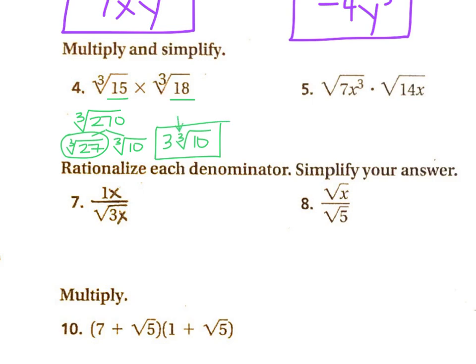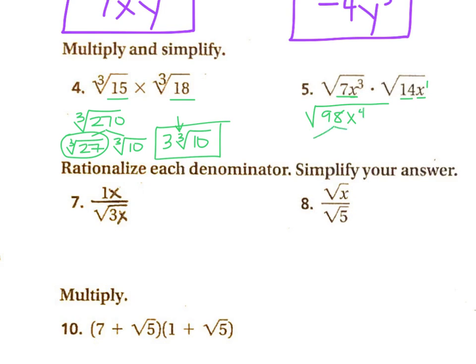Second one, if we multiply these, we would get 7 times 14 is 98. And then x to the 3rd times x. Remember, this is like x to the 1st. And when you multiply, you add the exponents. So that would be x to the 4th.